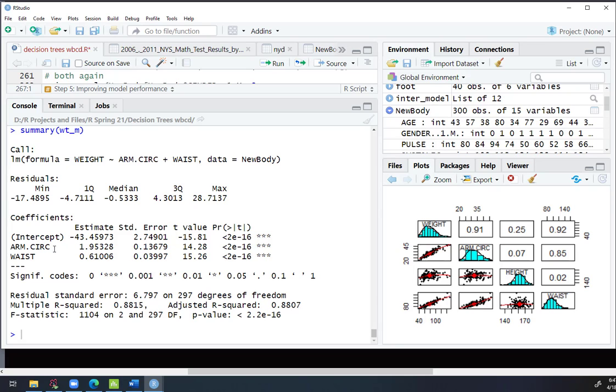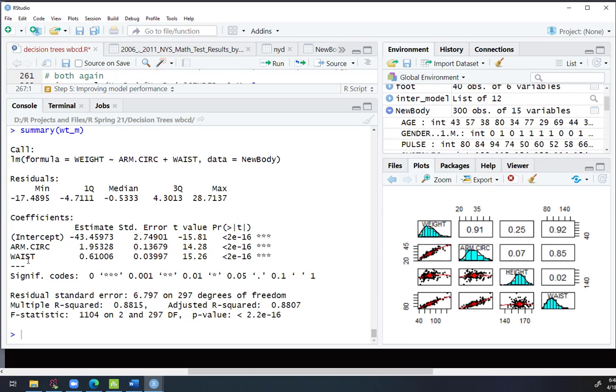arm circumference, each unit increase in arm circumference, and this is measured in centimeters, would add 1.95 kilograms to the weight, since we're predicting weight. So each unit increase in arm circumference, and a unit there would be a centimeter, gives me just about a 2 kilogram increase in weight.